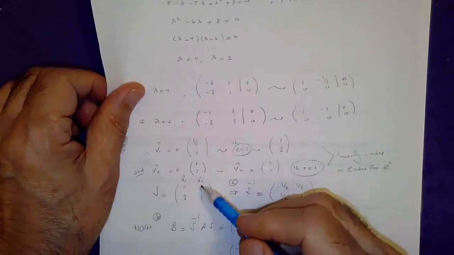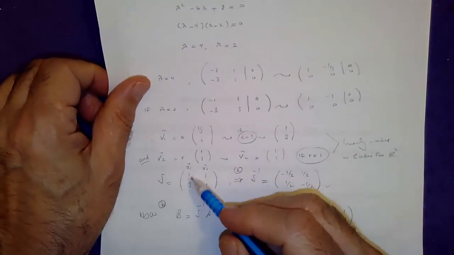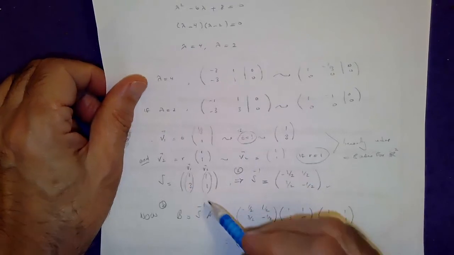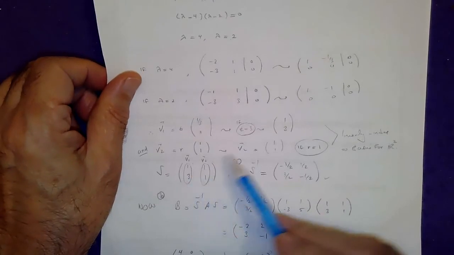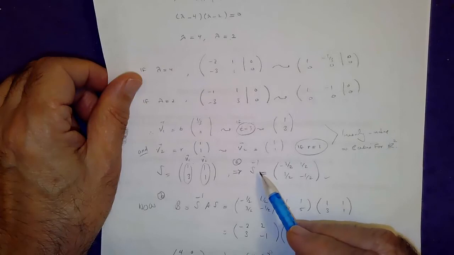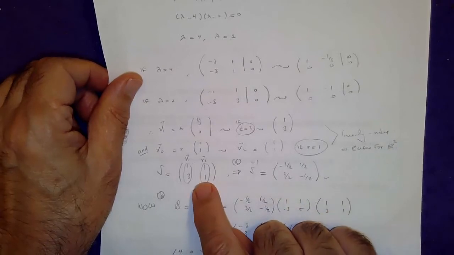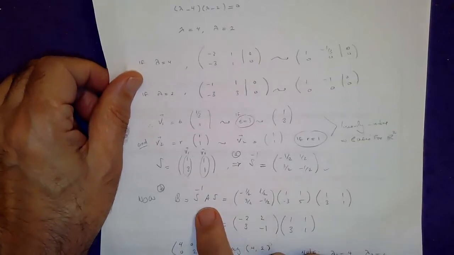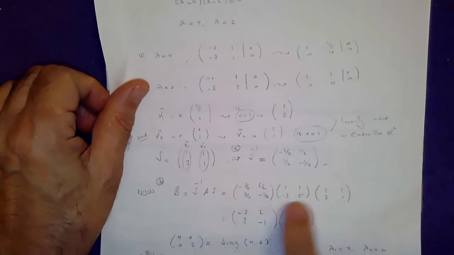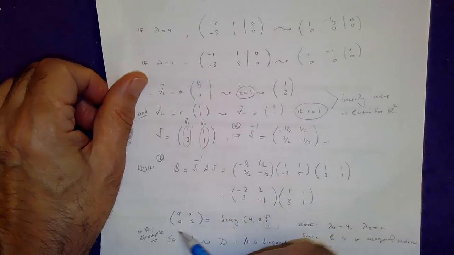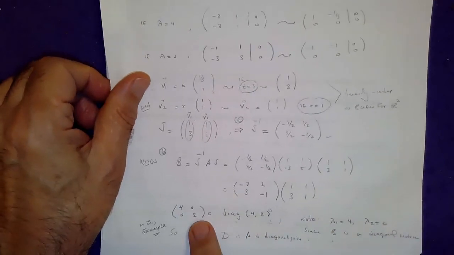So therefore, the columns of matrix S consist of those two linearly independent eigenvectors, namely V1 and V2. Then I have to find S inverse. Once I get my hands on S, I have to find S inverse. And then I have to form this product. When I do, I will end up with this matrix, which is a diagonal matrix.